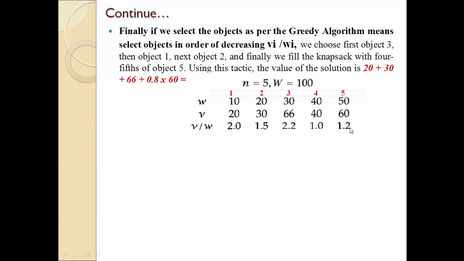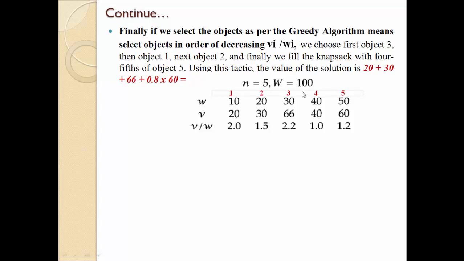So we identify V divided by W for every object, and we have to select objects in order of decreasing Vi divided by Wi. It means that we can select the object which has the highest value of V divided by Wi. So among all the objects, the maximum value is 2.2. It means that first we have to select object number 3, then object number 1, then object number 2, then object number 5, and then object number 4. Every time we have to verify the total weight must not be more than 100. It must be less than or equal to 100.